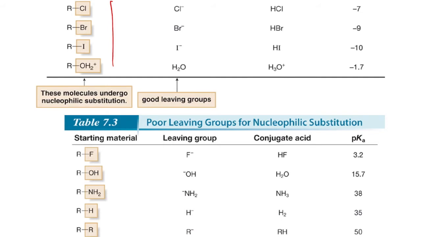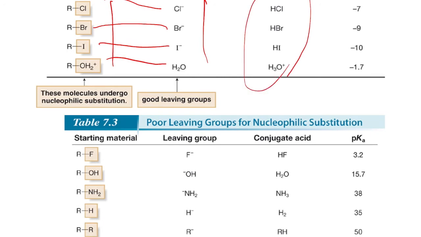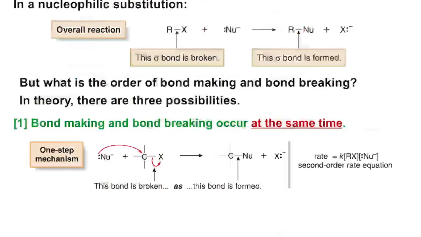If we have these starting materials and these leaving groups, we can have these conjugate acids in the product. These are good leaving groups, and the poor leaving groups are these, in the nucleophilic substitution reaction.